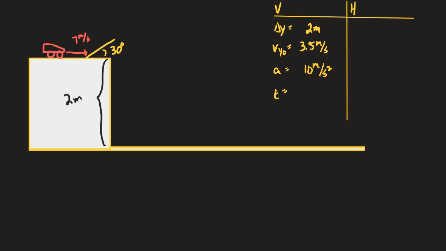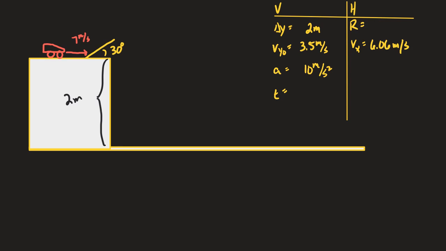Now, there is more information given. I know the horizontal velocity because that's 7 cosine 30 degrees. And what's that going to be? Like 6 point what? 6.06 meters per second. All right, so I think I have all the given information.